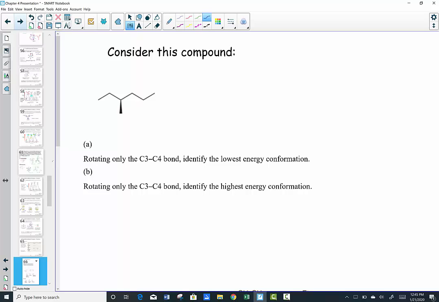Let's practice some conformational analysis. Here's a molecule. Let's just count. This is 6 carbons long. So here I have on carbon 3 a methyl group of a 6 carbon chain. It says, let's rotate only the carbon 3 to 4 bond and identify the lowest and the highest energy conformation. So using our lessons from analyzing butane, knowing we really just want to give the most space to the largest substituent branches. Well, let's take a peek at carbon 3, and I'll make that the front carbon.